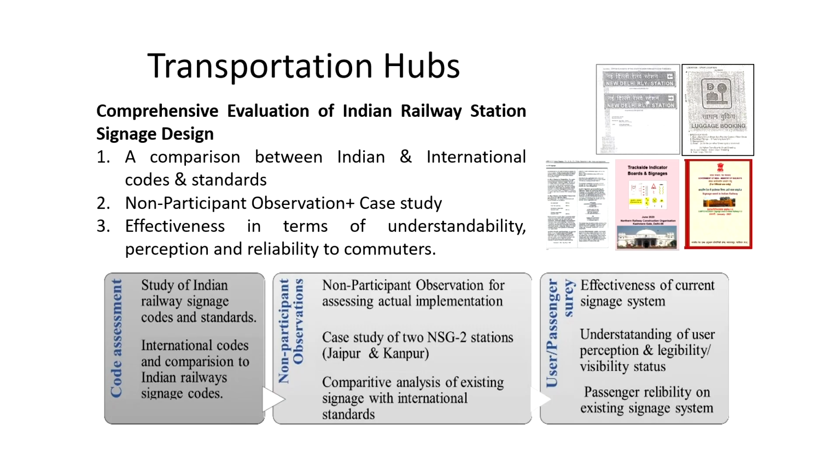After that, in the second step they did non-participant observations and a case study. Non-participant observation was done in the actual setting and 2 stations were chosen for the case study, which include Jaipur and Kanpur, as they are part of NSG 2 type of stations. Then they did a comprehensive analysis of existing signages and international signages, against the actual situations. Also, the third level of comparison: what is there in the codes, what is there in the international codes, and what is there on site.